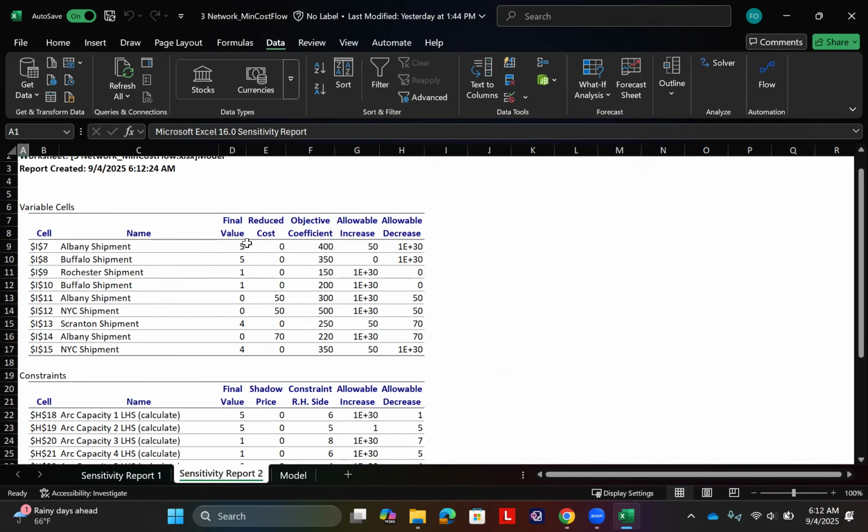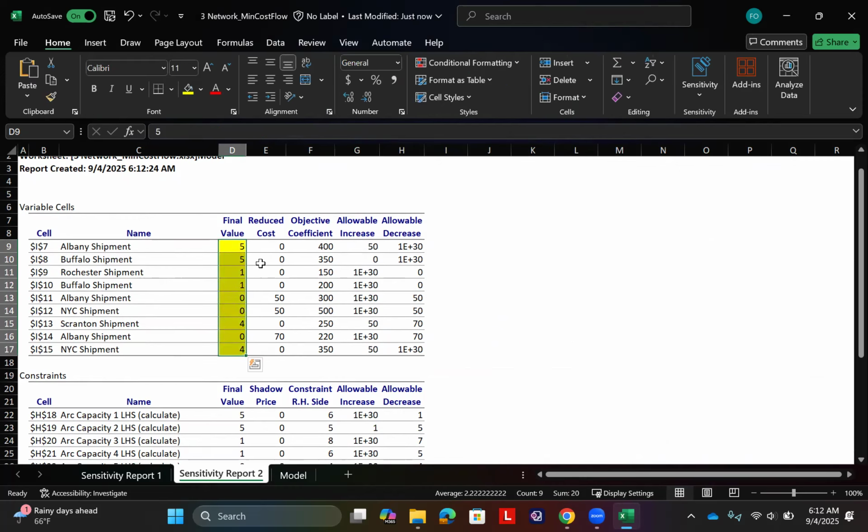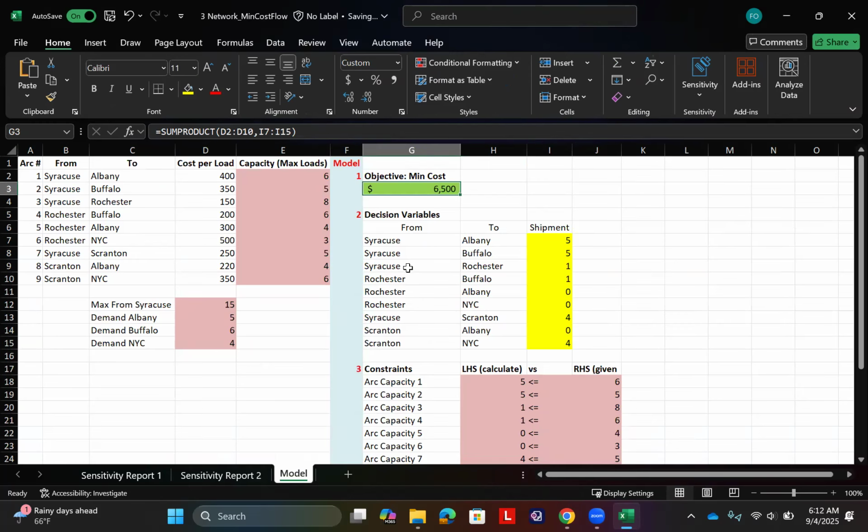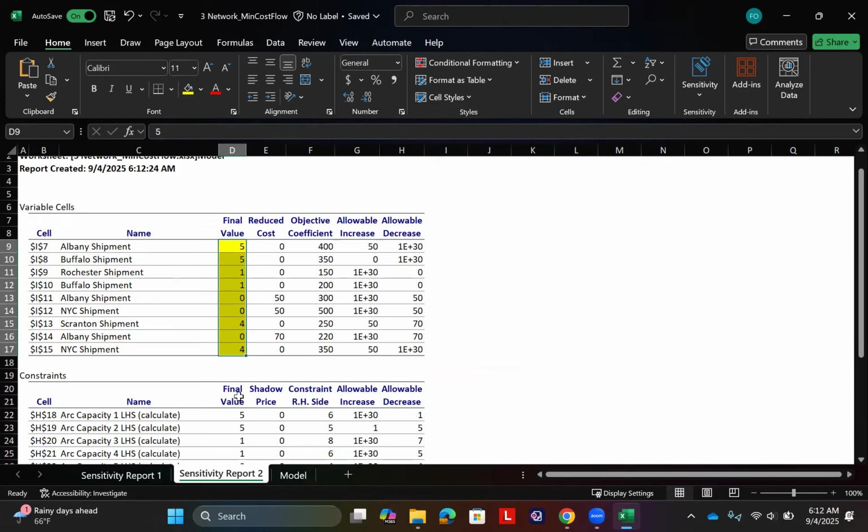And let's go over these numbers. So you can see these numbers right here. These are nine of them. These are decision variables that are calculated by the solver. So you can see those numbers are exactly the same as here. And also you can see the reduced cost means that if we get a value here, the reduced cost is zero because they're already part of my objective function calculation. However, for example, Albany shipment and New York City shipment has reduced cost of 50.